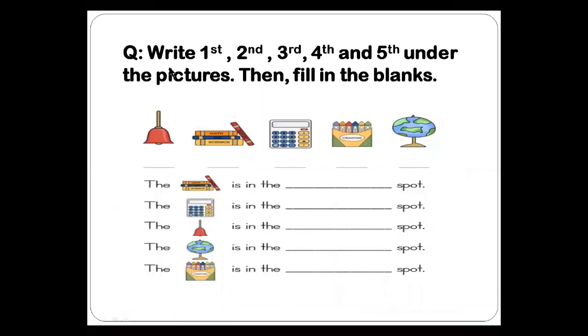We have very short time. Now write first, second, third, fourth and fifth under the pictures and fill in the blanks. Pictures are given to you. You will put the ordinal numbers under these pictures and then you will fill the blanks. So first we are putting the ordinal numbers: first, second, third, fourth, fifth. Now we have to fill the blanks. The blank is in the dash spot. What are these? These are books. The books are in the dash spot. Where are the books? In the second position. So we put second here.